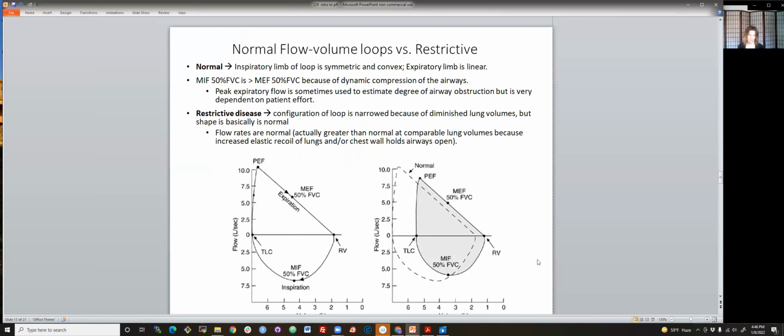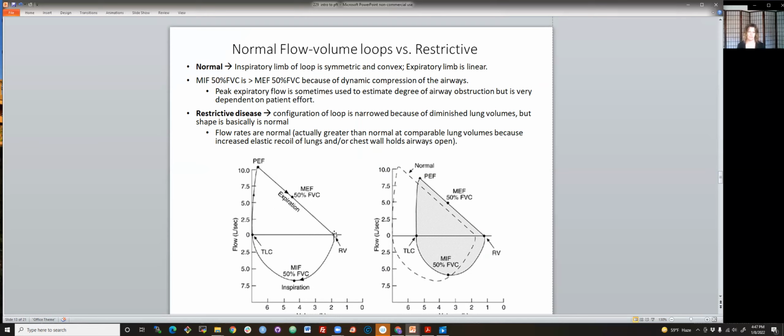Okay, so let's talk about this a little bit more in detail. On the left side here, we have a normal flow volume loop, and on the right side, we have a restrictive flow volume loop. So again, remember, we're starting over here at residual volume. We're taking a deep breath in, and then we push it out. Exhale, exhale, and exhale all the way, and we meet our residual volume.